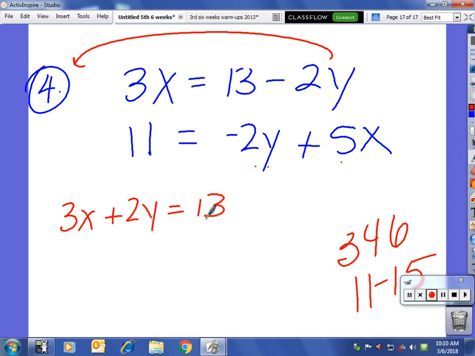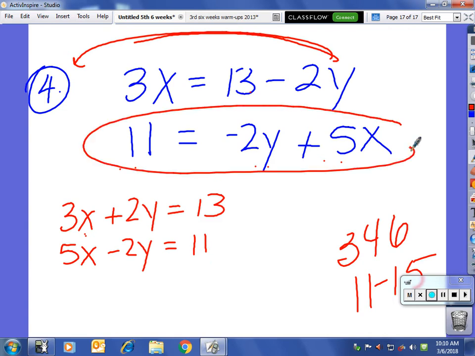The point is you can do a lot of different stuff. Your work might not look like your neighbor's work, but in the end, we should all have the same answer. So yes, it's perfectly fine to move this over here. And I stuck the 3x in front because I'm just used to my x's in front. All right, and then I'm just going to rewrite this one backwards. So then I'm going to write this as 5x minus 2y equals 11. So I really didn't have to change this. I just switched it around. What did you change it to?